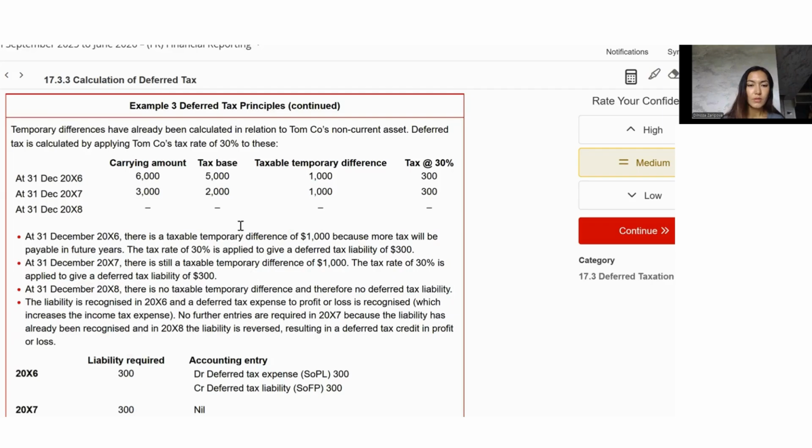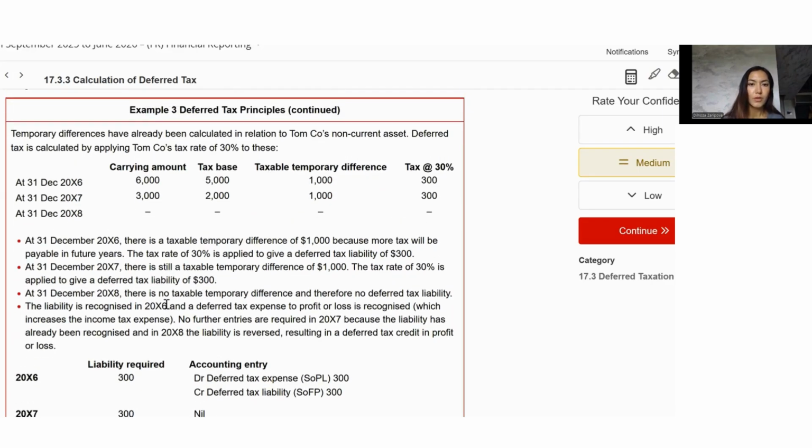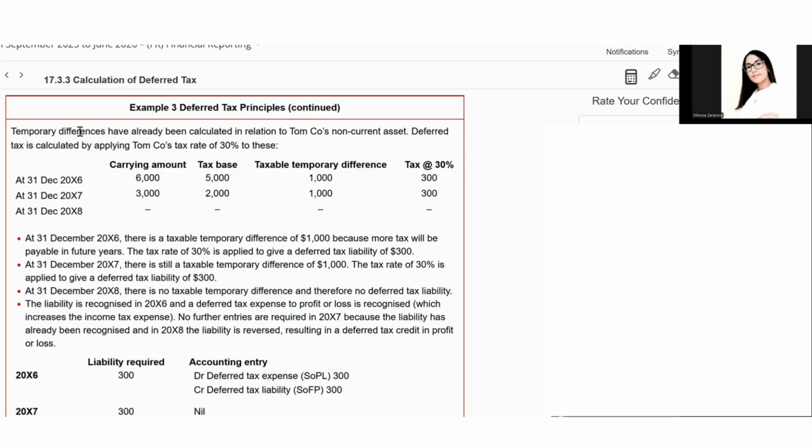All right, let's look at this example and calculate this deferred tax. The temporary differences have already been calculated for us from the previous example, 1,000, and the tax rate is 30%. So the deferred tax will be 300 and 300, right? For the first year and for the second year. And for the third year, we will not have any tax.